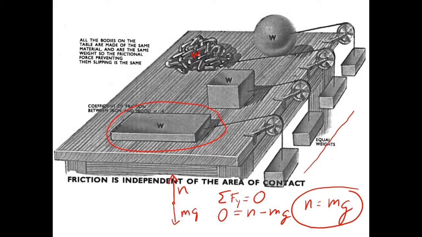So it's not the area. I would say, all right, the block probably has the most area. Maybe the chain is second. Maybe the cube looking one is a little bit less. And think about a ball, like a bowling ball, sitting on the table. It only has a very tiny point of contact with the table. However, they all have the same friction. Friction is independent of the area of the contact. It doesn't matter, only the overall weight.